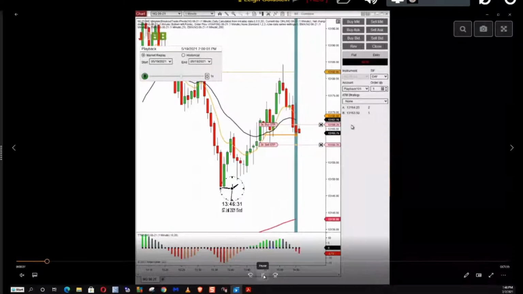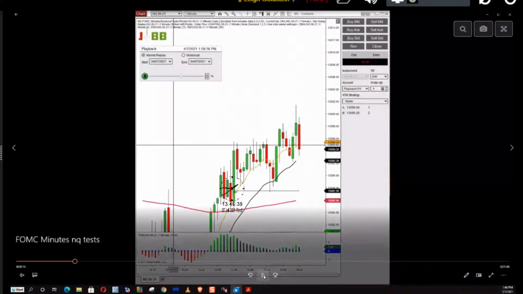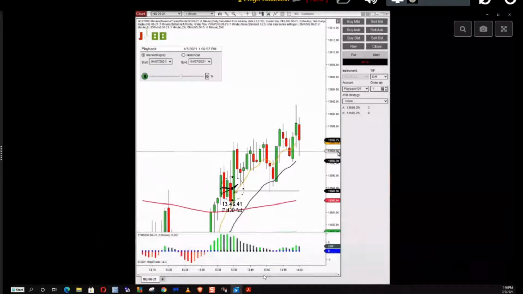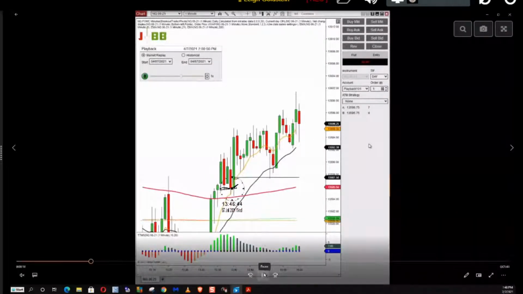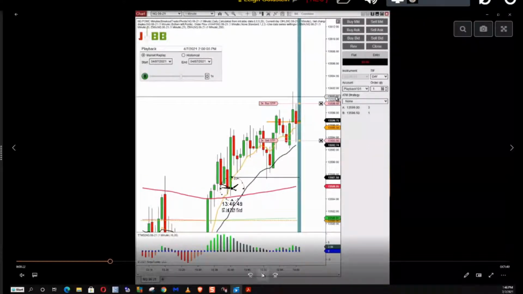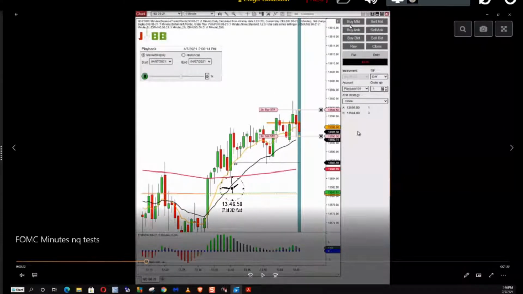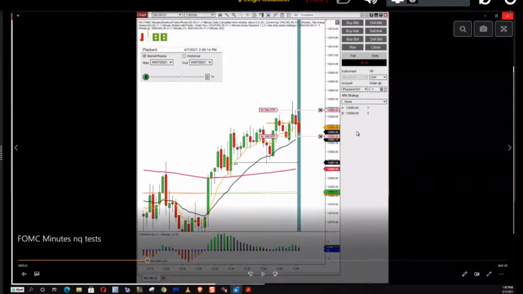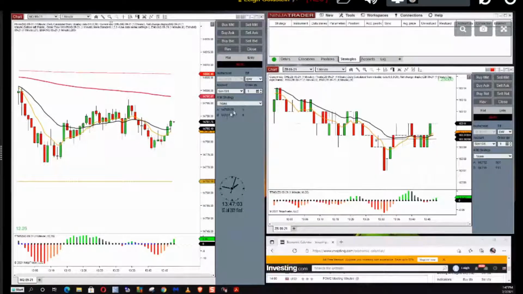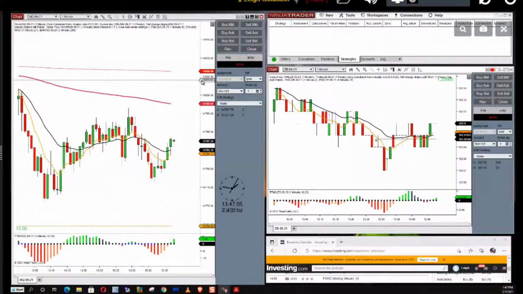So I tested with that bracket. I tested with a bigger bracket, and the trade worked. When I used the smaller bracket, it stopped me out. Also, you don't want to take a trade, especially FOMC minutes, with a first target of 15 ticks. It's too big. This is not a big moving trade usually. You saw it barely moved on gold.